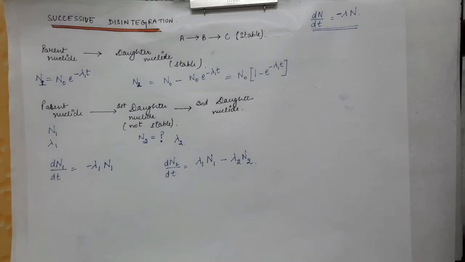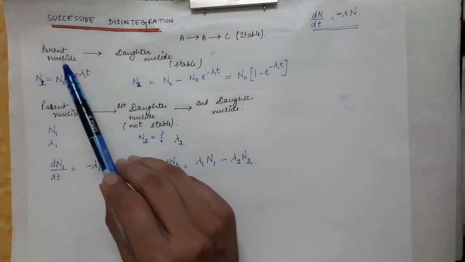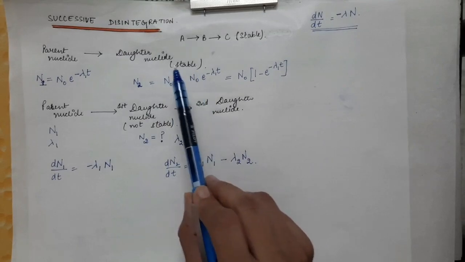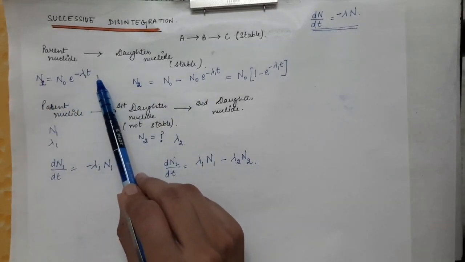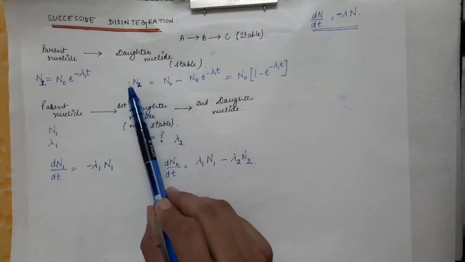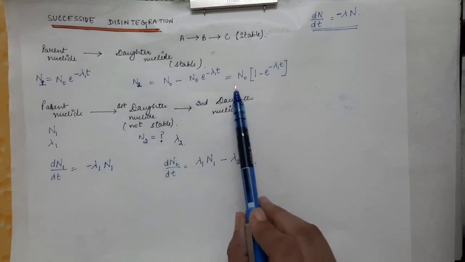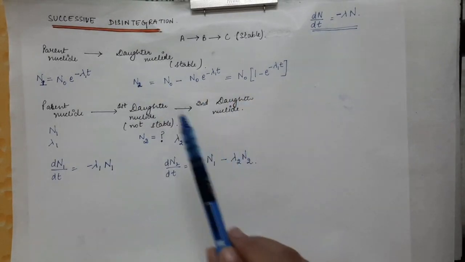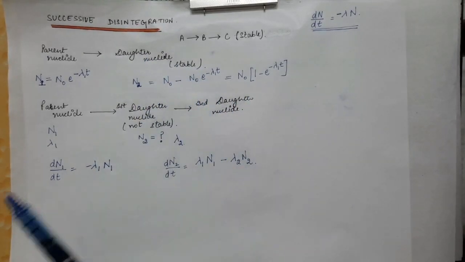In this lecture, we are going to continue our derivation. In the last lecture, we discussed that if a parent nuclei decays to a daughter nuclei which is completely stable, then N1 is given by N0 into e power minus lambda 1t, and N2, which is the number of daughter nuclides formed in the sample, is given by N0 into 1 minus e power minus lambda 1t. So this is for the case when the daughter nuclei is completely stable.